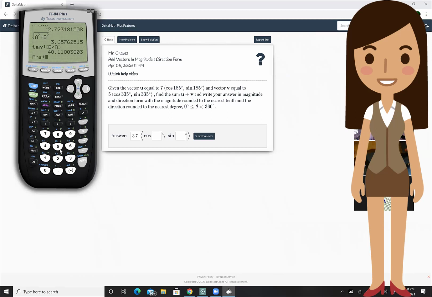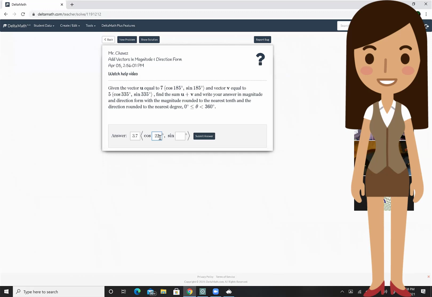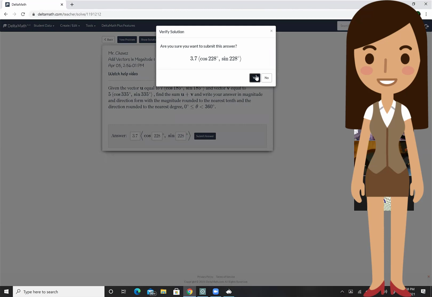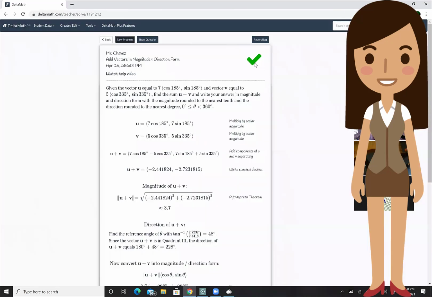All right, so I'm going to add 180. And there I am at 228. So I just type 228 on both. 228, 228. And there it is. So maybe this one you'll go a little faster on that one.